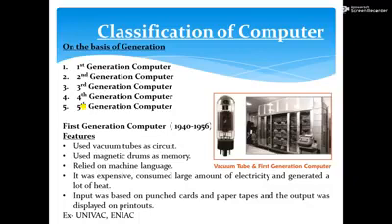Next one is it relied on machine language, which means in this generation only machine language is used for programming or for processing. Next one is it was expensive, consumed a large amount of electricity and generated a lot of heat. First generation computers were bulky in size, so it's obvious that they consumed a lot of energy and generated a lot of heat. And the last one is input was based on punched card and paper tape, and the output was displayed on printouts.